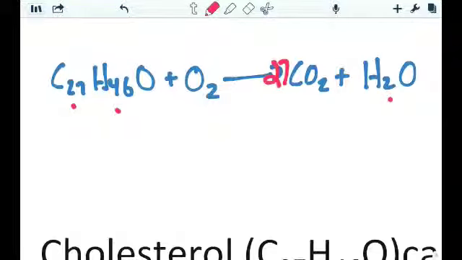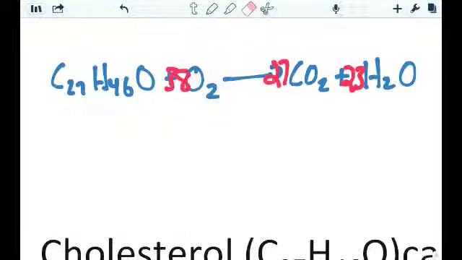So 46 divided by 2 is going to give me 23. Now looking at our oxygen, we have 1 oxygen in the cholesterol. Over here, we have 27 times 2, which gives us 54, and then we have 23 oxygen, so 54 plus 23 is 77. On our reactant side, we already have 1, so we just need 76 more. So what times 2 is 76? Well, that would be 38. So there's our nice and neat balanced chemical equation.